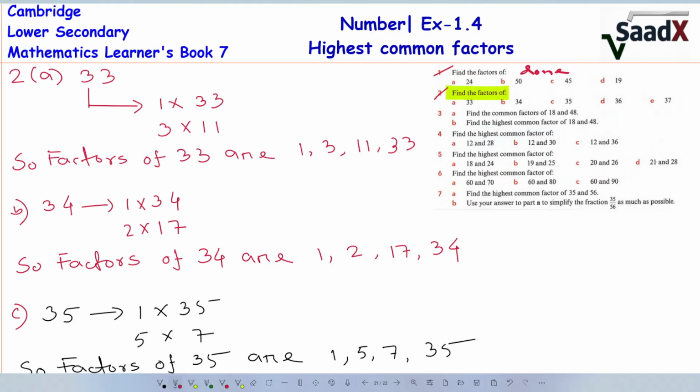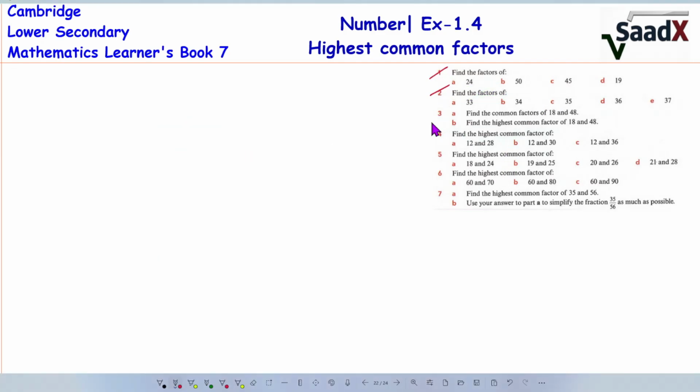Now number 3. Here it says, A, find the common factors of 18 and 48, and B, find the highest common factor of 18 and 48. So this one, number 3, A, find the common factors of 18 and 48.